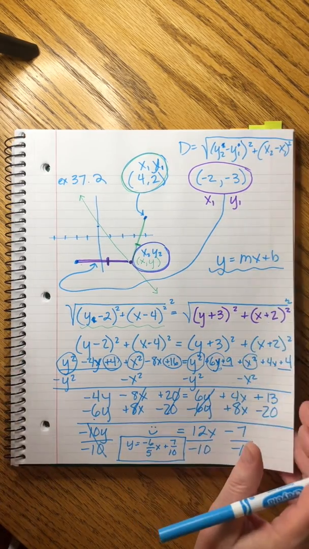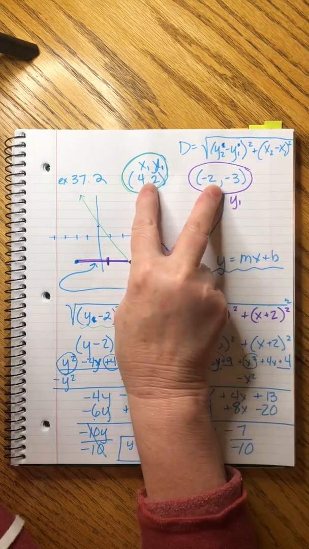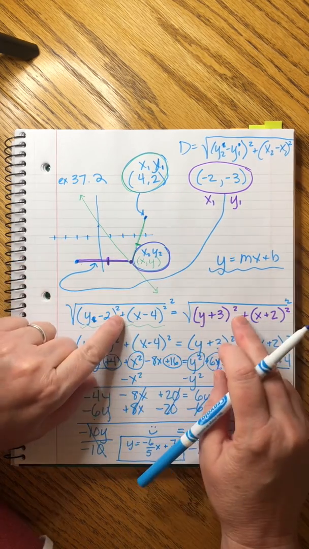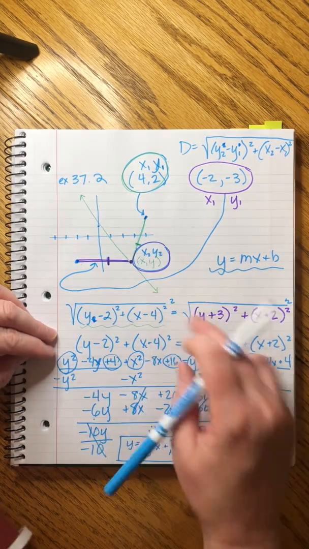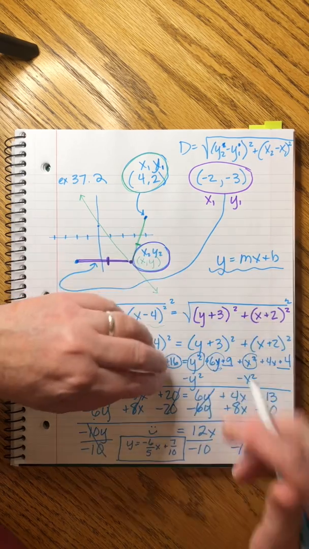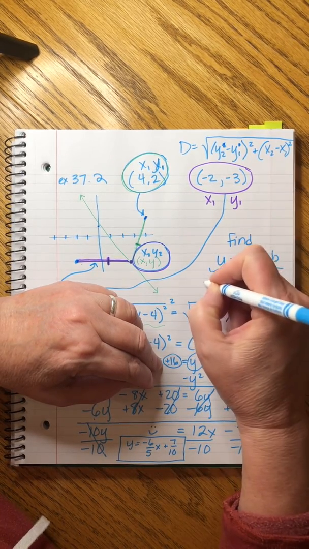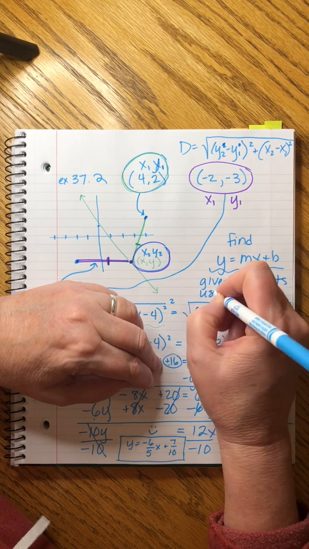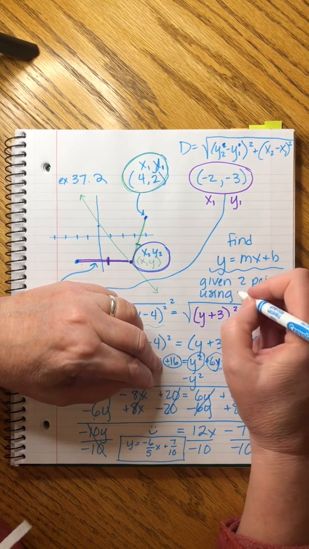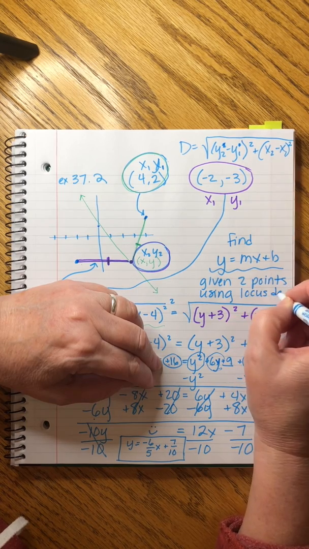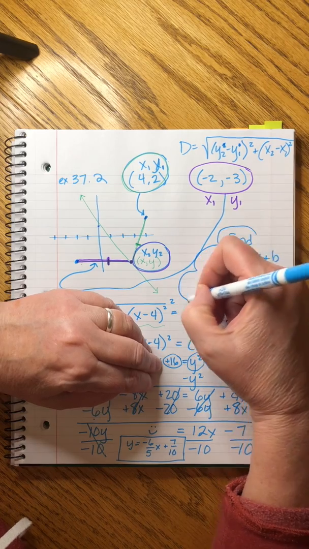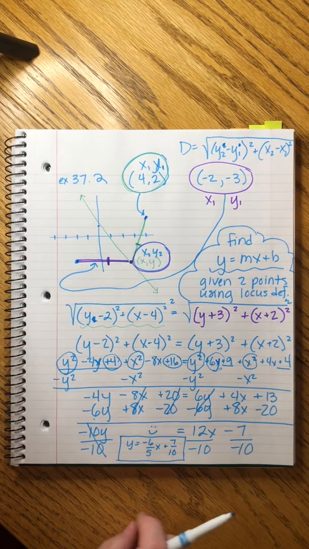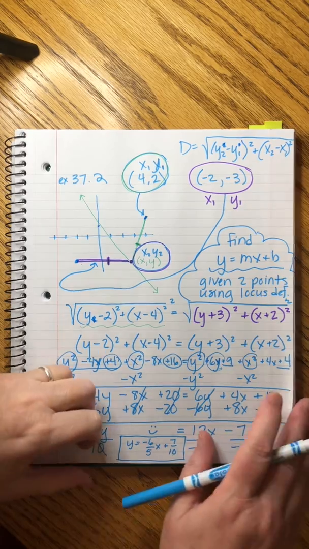Let's do one more. And again, remember, what we're doing is we're given 2 points and we're using this locus definition idea to come up with the two distances that we compare and solve to find that line. All right, so we're trying to find the equation of a line. To put it into mathy terms, what we're doing is we're finding the equation of the line given 2 points using the locus definition of the line. Okay? Let's do another one.